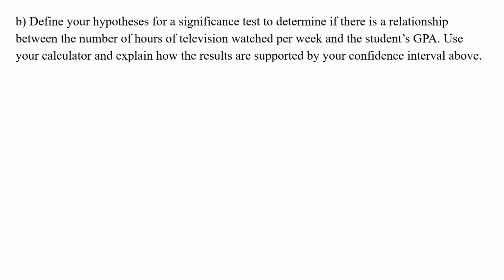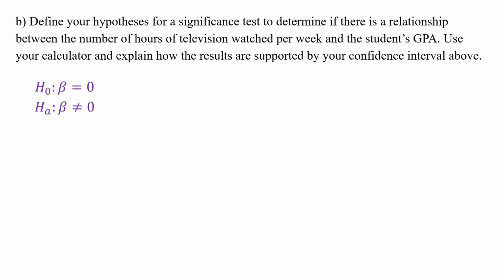The last piece, part B here, is to define our hypotheses for a significance test to determine if there's a relationship between hours of television watched per week and a student's GPA. Use your calculator to find your p-value and explain how the results are supported by your confidence interval above. So first we have to define our hypotheses.